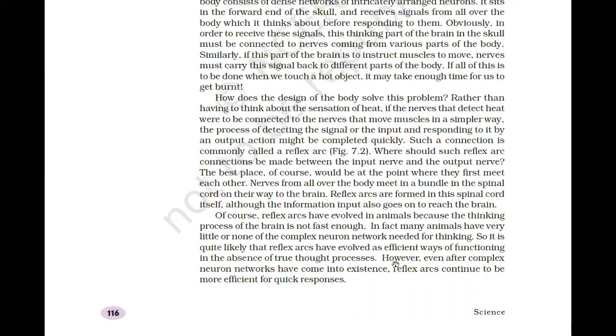Of course, reflex arcs have evolved in animals because the thinking process of the brain is not fast enough. In fact, many animals have very little or none of the complex neuron network needed for thinking. So, it is quite likely that reflex arcs have evolved as efficient ways of functioning in the absence of true thought processes. However, even after complex neuron networks have come into existence, reflex arcs continue to be more efficient for quick responses.